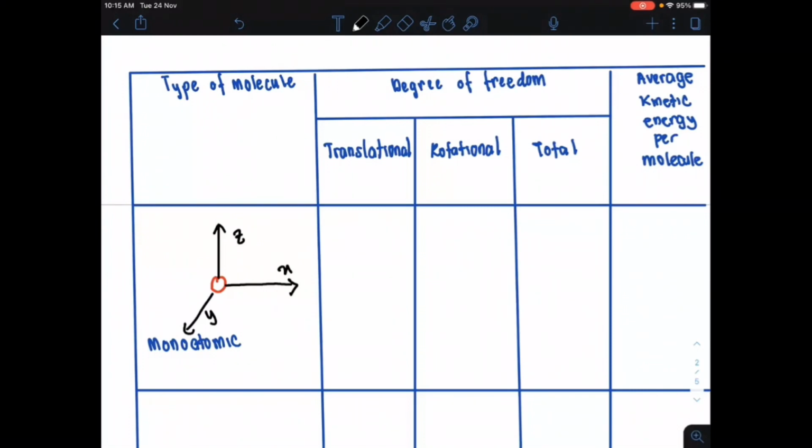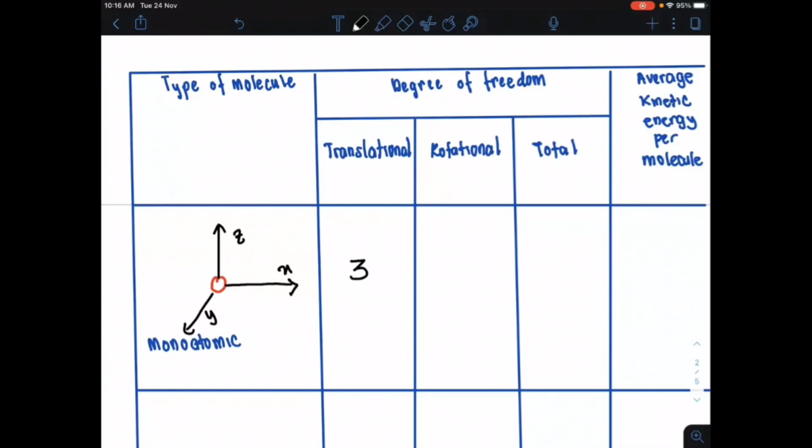So, bila dia tengah bergerak along X, Y dan Z dekat sini, dia ada 3 degree of freedom. Maksudnya dia boleh store energy along X komponen punya pergerakan, Y komponen punya pergerakan dan juga Z komponen punya pergerakan. So, degree of freedom dia akan jadi along translational sebanyak 3. Sebab X, Y dan juga Z.